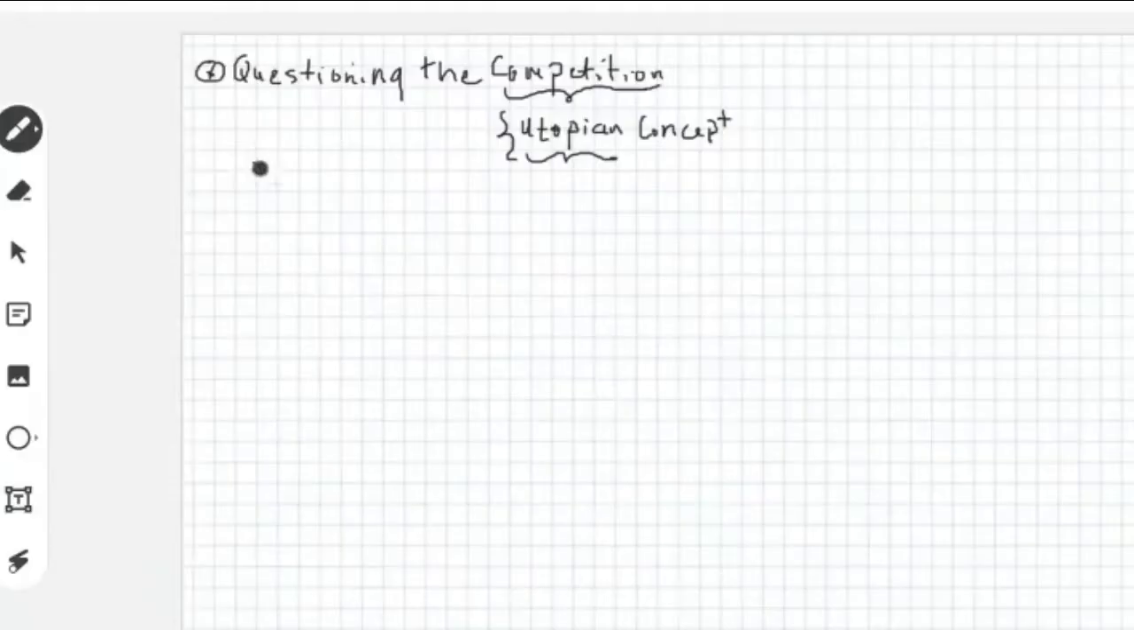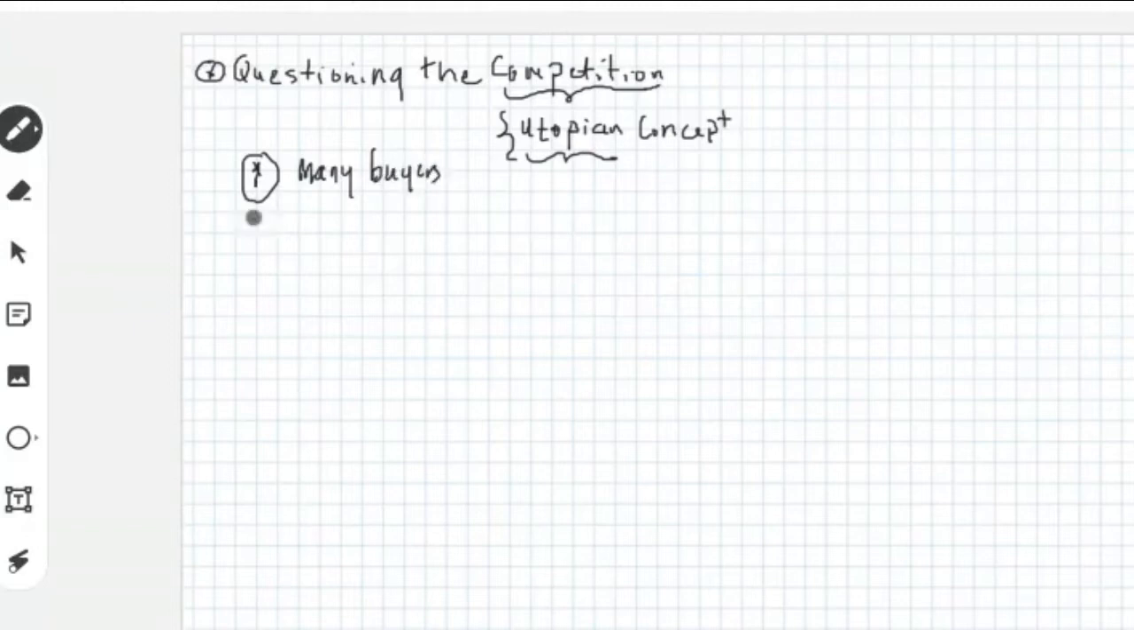If we go back to the conditions of homogeneity, what are the 5 features? Remember the features of a perfectly competitive market. Number 1, many buyers. Number 2, many sellers. Number 3, homogeneous product.